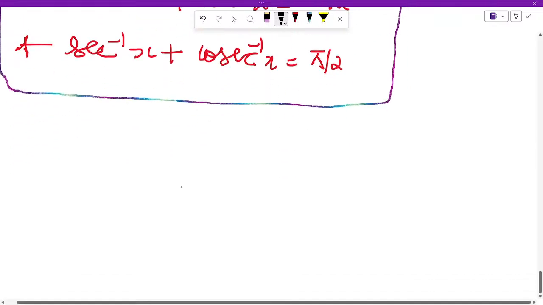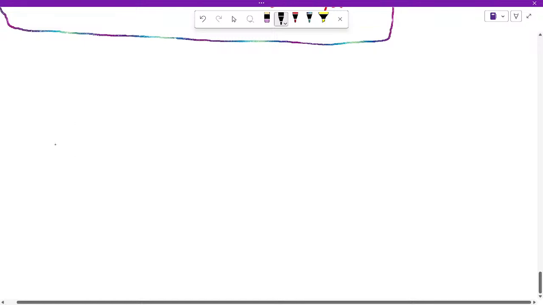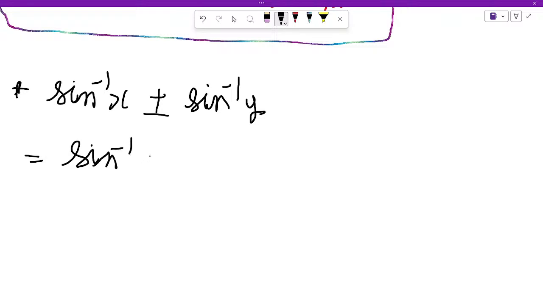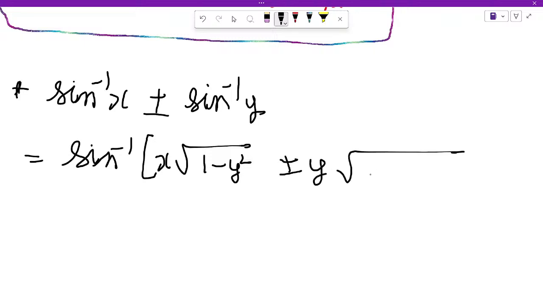Okay, now let us move on to the next set of formulas. Sine inverse x plus or minus sine inverse y. What will it be? Sine inverse x root of 1 minus y square plus or minus y root of 1 minus x square. Okay, simple formula: sine inverse x plus or minus sine inverse y equal to sine inverse in brackets x root of 1 minus y square plus or minus y root of 1 minus x square.